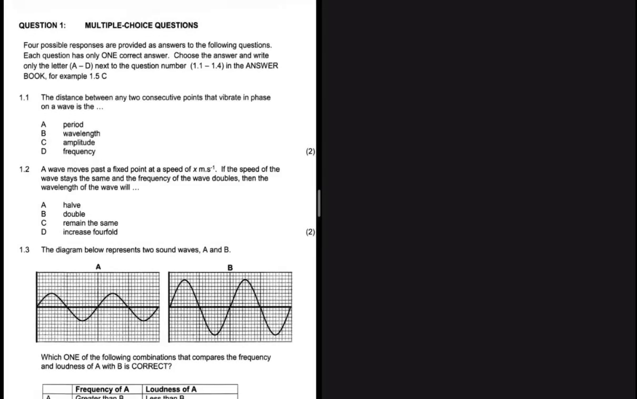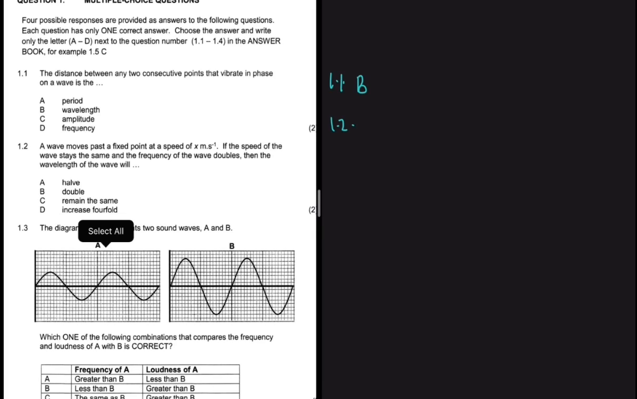The distance between any two consecutive points that vibrate in phase on a wave is the wavelength, right? So for 1.1, our answer here is going to be B, because the distance between any two consecutive points that vibrate in phase is the wavelength. And then off to 1.2, a wave moves past a fixed point at a speed of x meters per second.